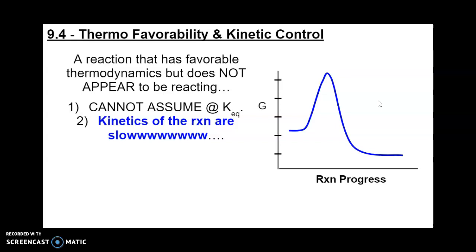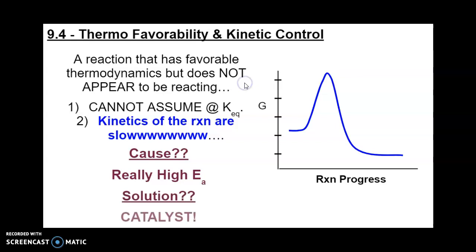So what's happening in these situations where we have thermodynamic favorability, however it appears that nothing is happening? We can say that this reaction must be kinetically controlled because there could be a really high activation energy. Remember, activation energy is the energy required to overcome kind of like the inertia of the molecules. And in order to overcome the activation energy, or to overcome the kinetic control, we have to decrease that activation energy. And what is one way that we can decrease the activation energy? We have to use a catalyst.